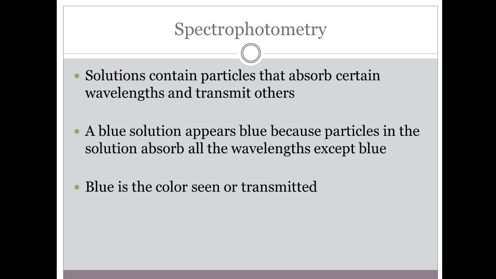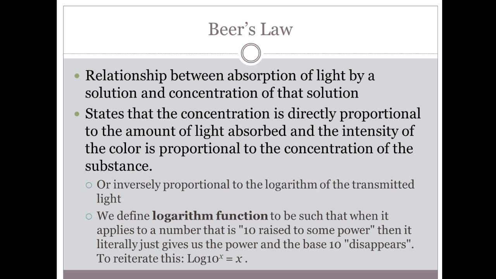For example, a blue solution, such as blue raspberry Kool-Aid, appears blue because the particles in the solution absorbed all the wavelengths except blue. Blue is the only color seen or transmitted from that blue raspberry Kool-Aid. So when we use spectrophotometry, we talk about something called Beer's law. This is the relationship between absorption of light by a solution and the concentration of that solution. It states that the concentration is directly proportional to the amount of light absorbed and the intensity of the color is proportional to the concentration of the substance.